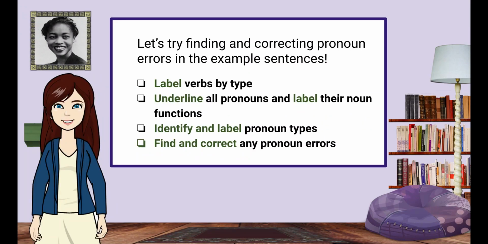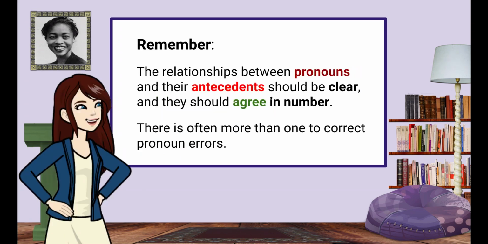Now let's try finding and correcting pronoun errors in the example sentences on your handout. Remember to follow each of these steps. Also, remember as you're reading, the relationships between pronouns and their antecedents should be clear and they should agree in number. There's often more than one way to correct pronoun errors, so there won't be any particular right answer. Pause the video now and come back when you're finished.